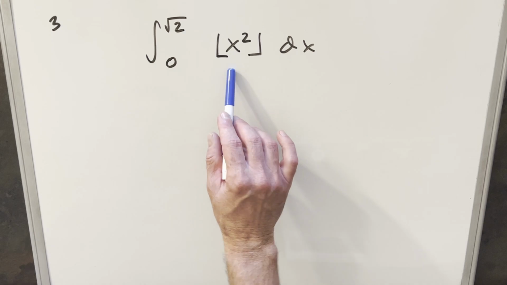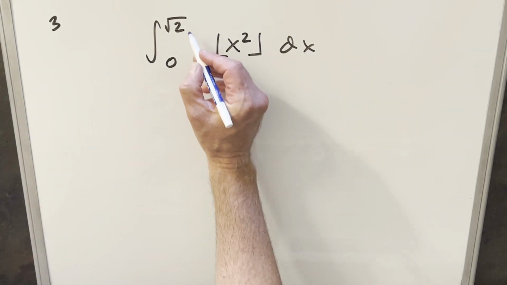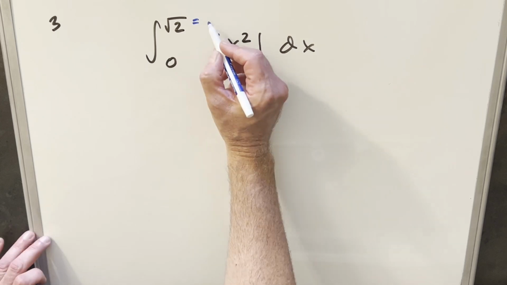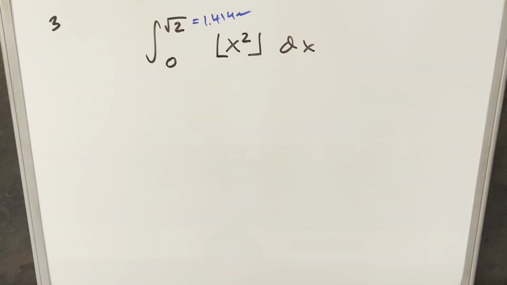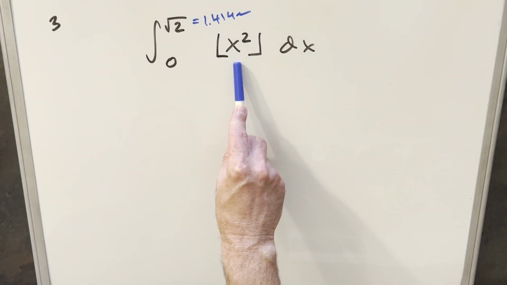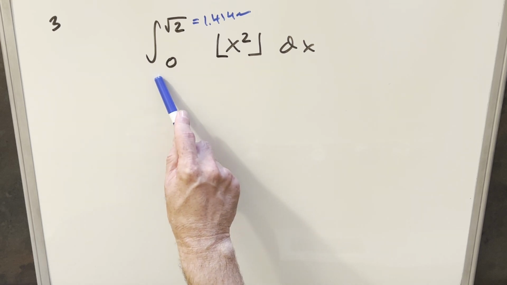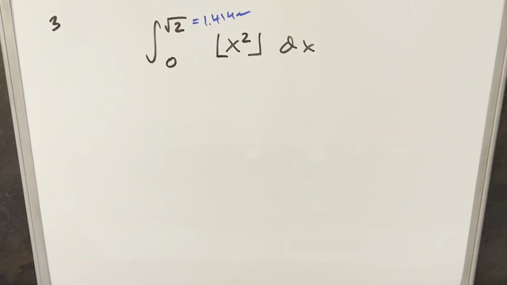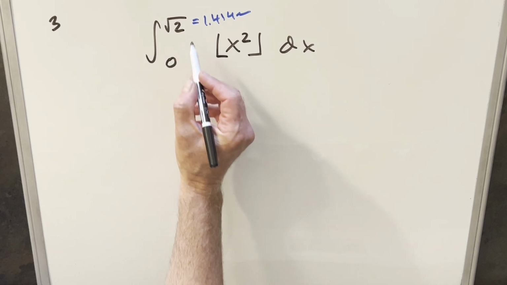We just need to deal with the floor function, and it's not too bad because we're starting at 0. The upper bound, square root of 2, is something like 1.414. Now, one thing you could do is a u substitution to simplify what's inside here, like u equal to x squared, then break it up on integer bounds. I'm thinking in this case it's pretty straightforward because we've got such a low number for the upper bound.